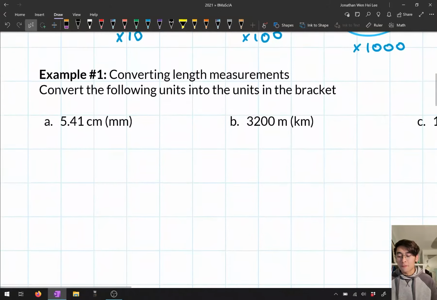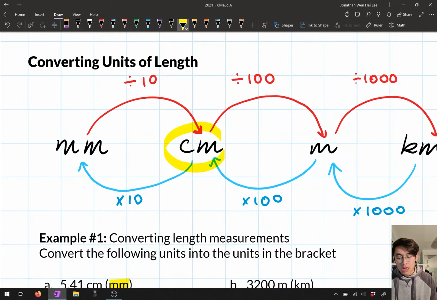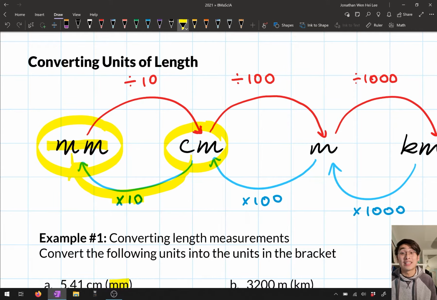First one, I've got 5.41 centimeters, and I want to convert that into millimeters. Now, if you have a look at my diagram, if I have a centimeter measurement and I want to go towards millimeters, well, if you have a look at the arrow, that just means I need to times it by 10.